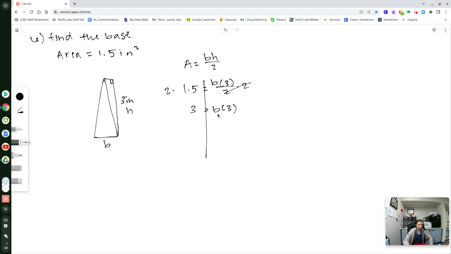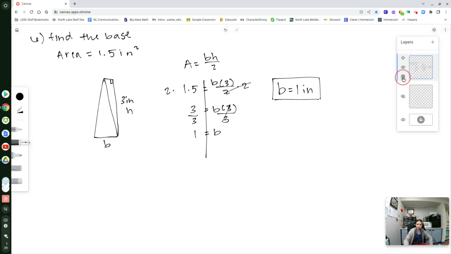How do I undo times 3? I do the opposite. I divide by 3. Times 3 divided by 3 undo each other, leaving only b left over. But whatever I do to one side, I have to do to the other. 3 divided by 3, and I get 1. 1 equals b, or b, my base, equals 1 inch. Base is 1 inch. Notice that I did label it with units, but because this is the base, it's a measurement, not the area. It is not inches squared, just inches.